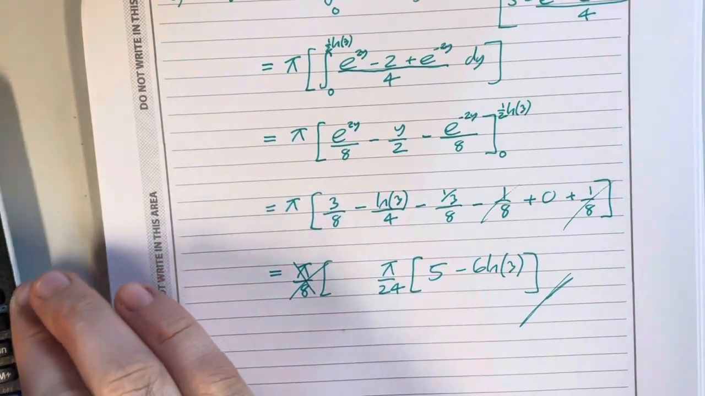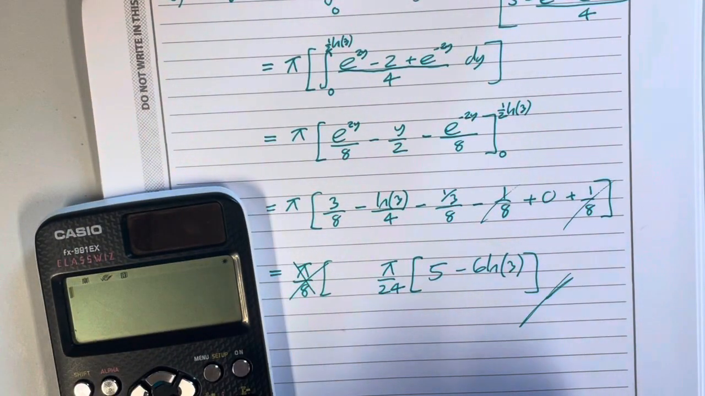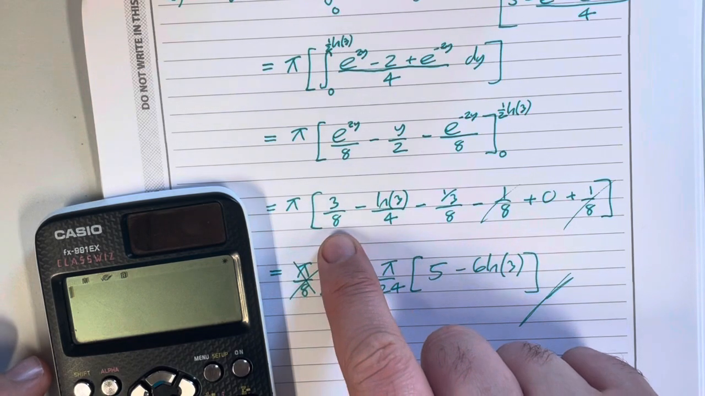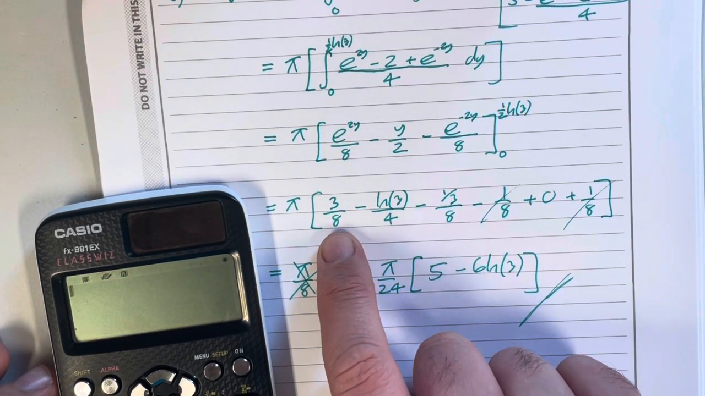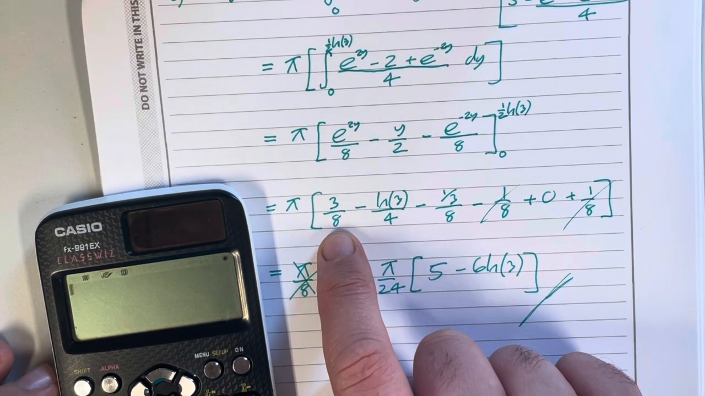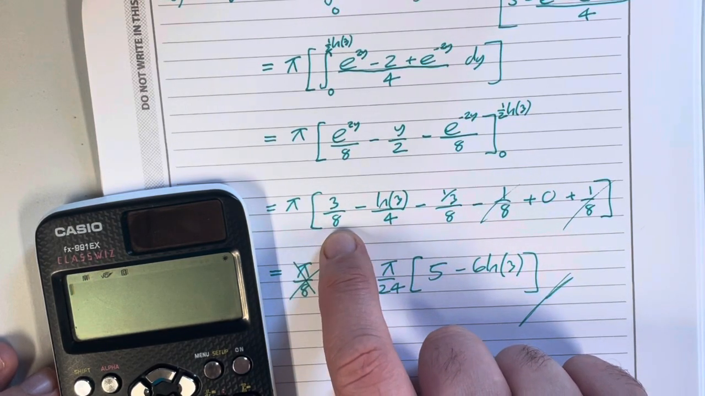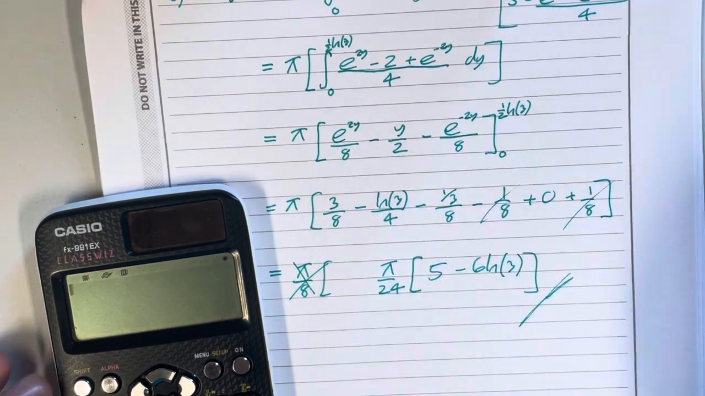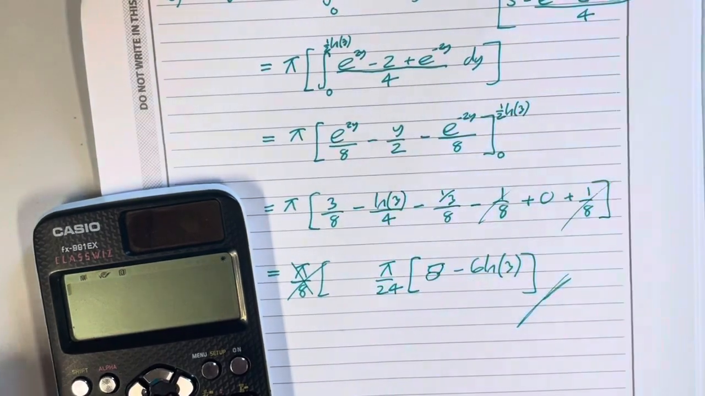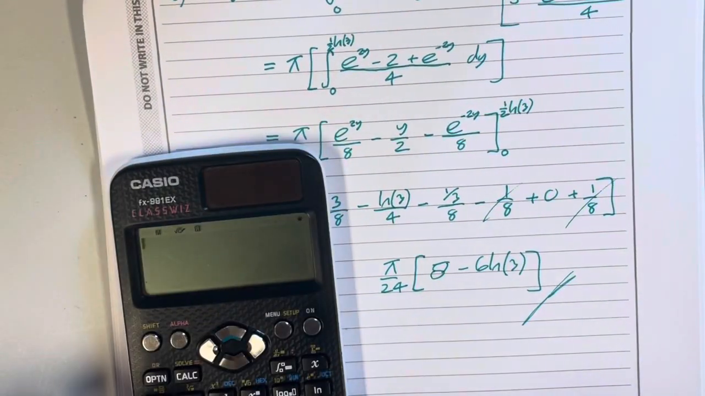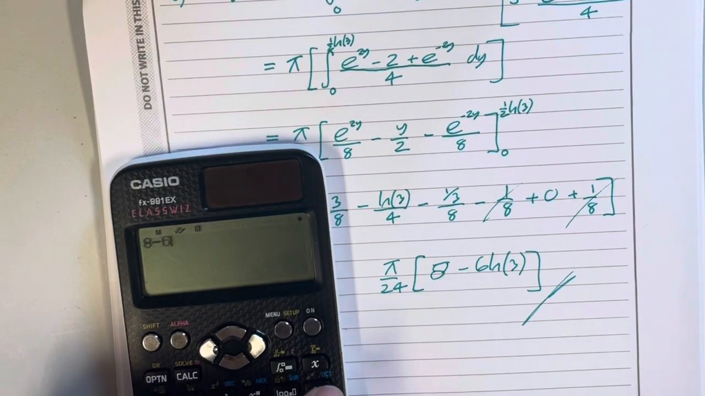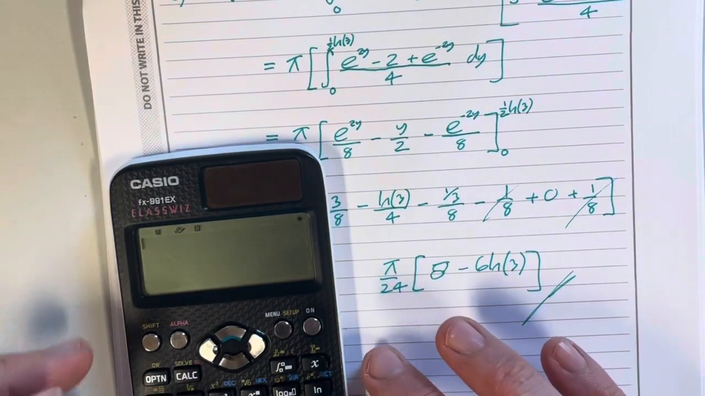Okay, let's see where I've gone wrong. Oh, it's 9 minus 1. So when I pull out the 24th from here, that's going to be 3 times 3, which is 9, minus the 1 from here. So that should be an 8. Okay, let's try that. 8 minus 6 log 3. Okay, that's better. Right, now to check my actual answer.